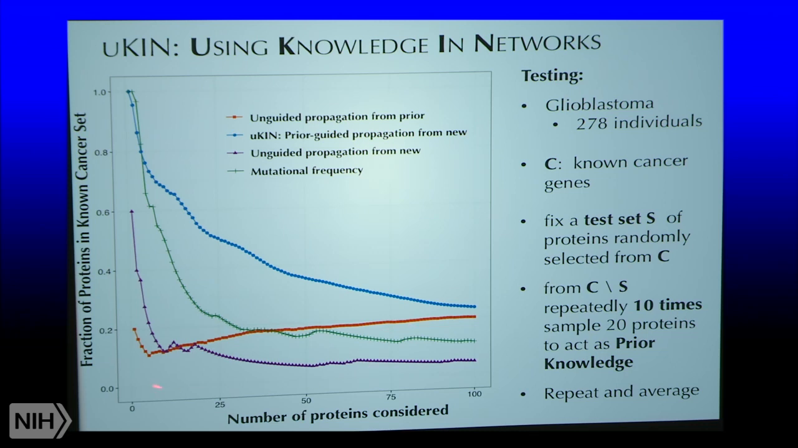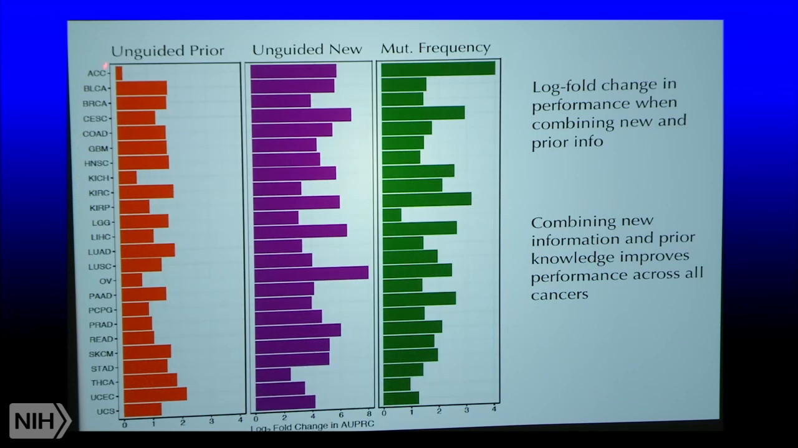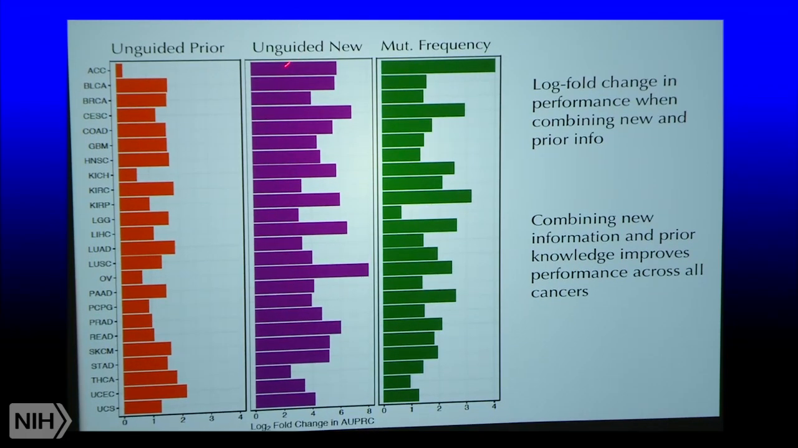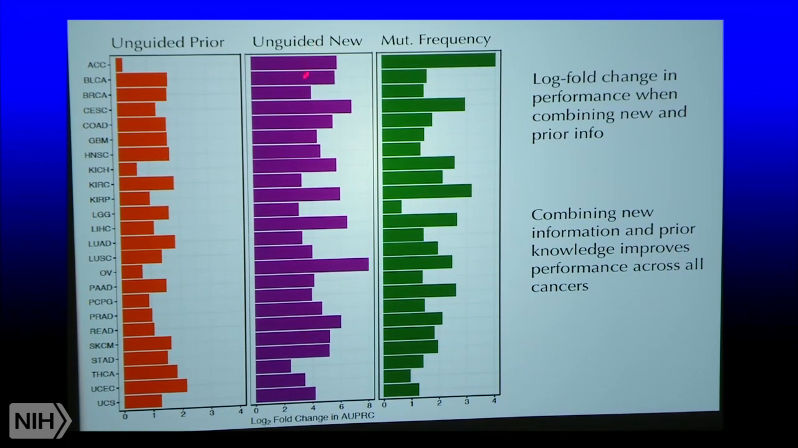So this is the case for glioblastoma, but again, you can look at the areas under these curves and compare them, take a ratio, take the log. And if you look across 24 different cancer types, you can see that this approach, UKIN, does better, so positive log two-fold changes in AUPRC, on all the cancer types as compared to when you're doing an unguided propagation from prior information, unguided propagation from new information, or if you just rank by mutational frequency.